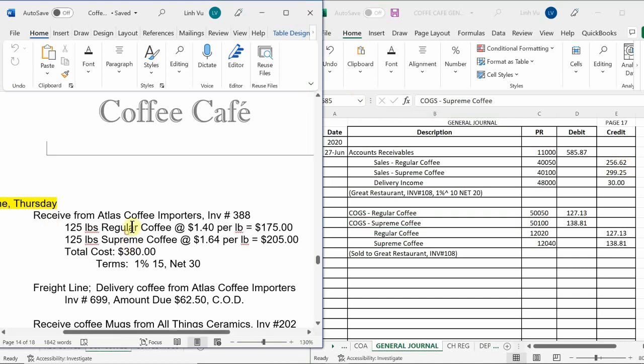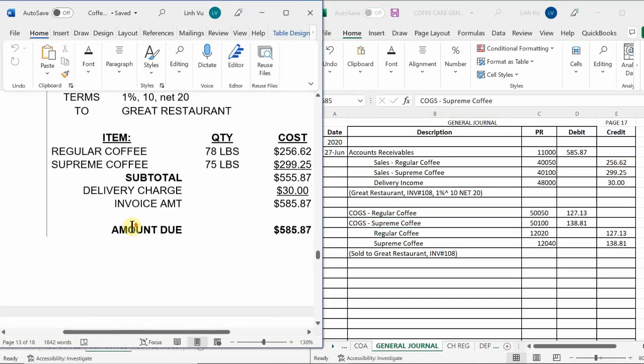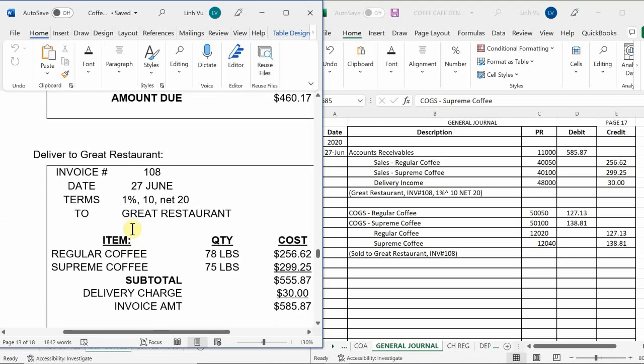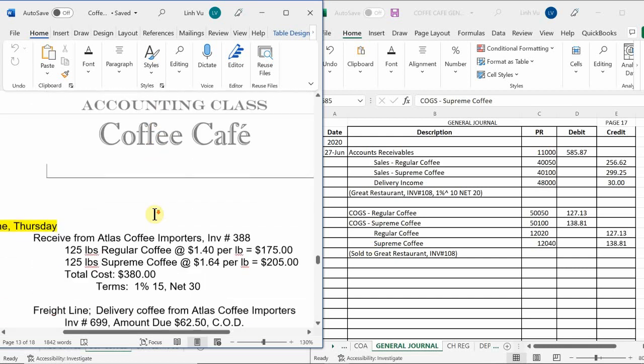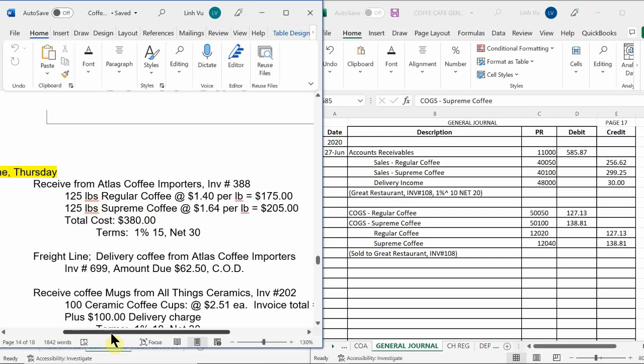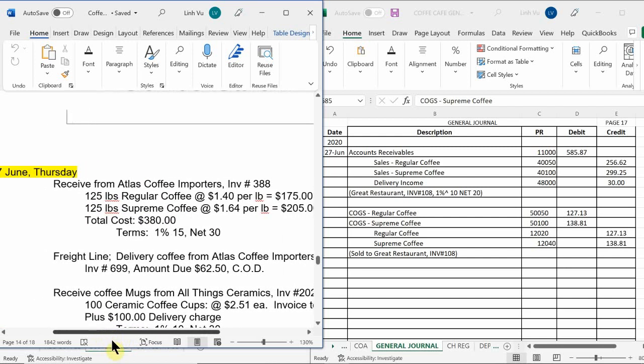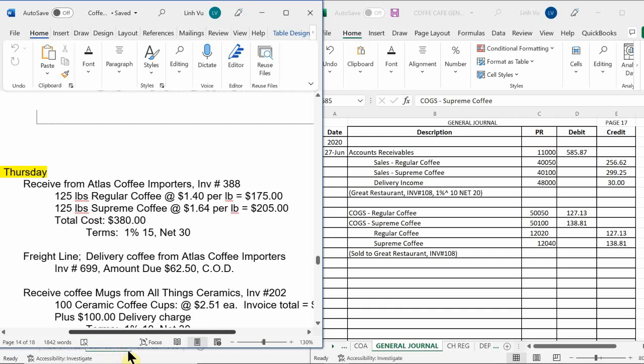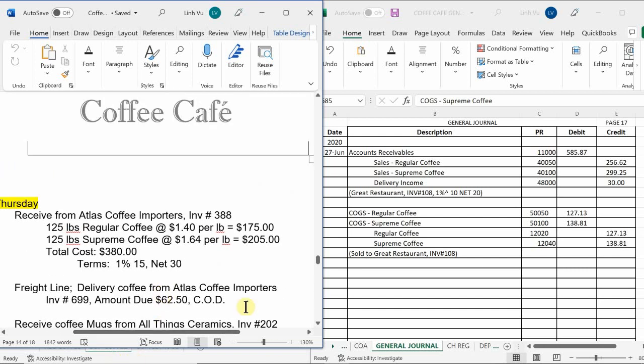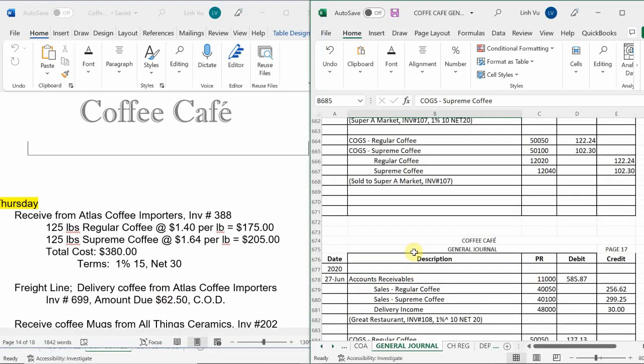All right, so last thing that we left off was we made our delivery to Great Restaurant, okay? So we journalized it, we updated our inventory, so now we are completely done with this one. All right, so now we're going to continue on the 27th that we end up receiving more coffee inventory. So how do we journalize this?